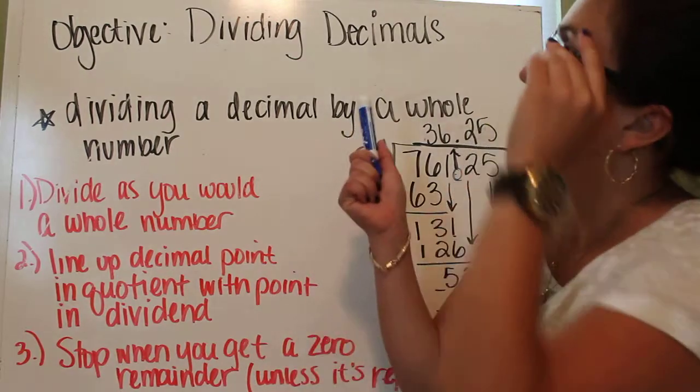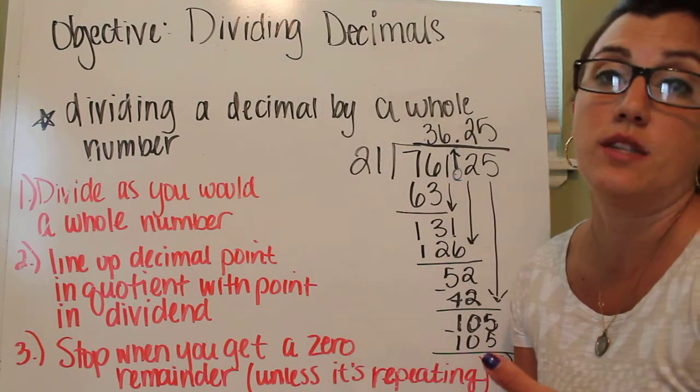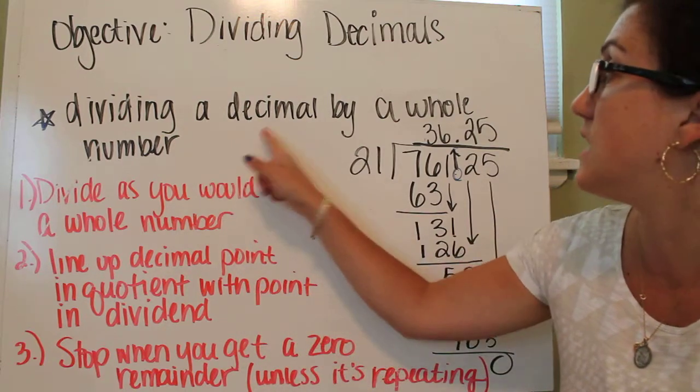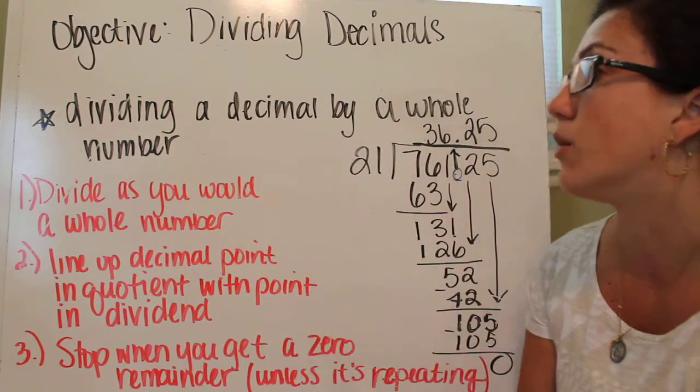Today's objective is going to be dividing decimals. And we're going to be doing two things with dividing decimals. We're going to be dividing a decimal by a whole number and then dividing a decimal by a decimal.